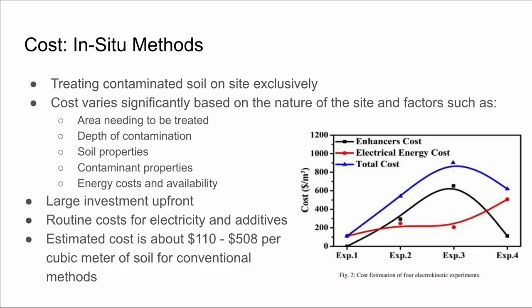If you want to use enhancers to further enhance the effectiveness of your treatment or increase the amount of contaminants you're removing from the soil, then that price can jump up even up to $1,000 per cubic meter. So that's just another trade-off of how much do you want to spend versus how much contamination do you want to remove.